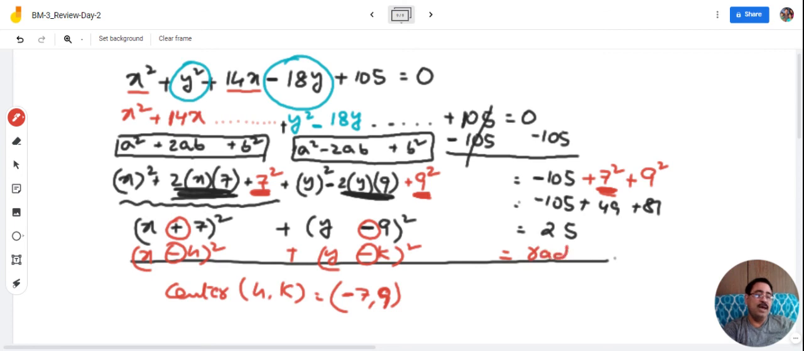So radius square is 25. Therefore, radius equals 5, because radius square equals 25 means radius equals 5. I think you can compute the square root. So the radius is 5 units. Okay.